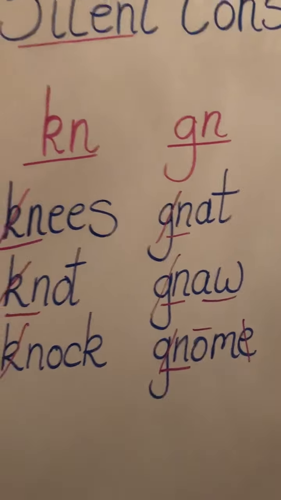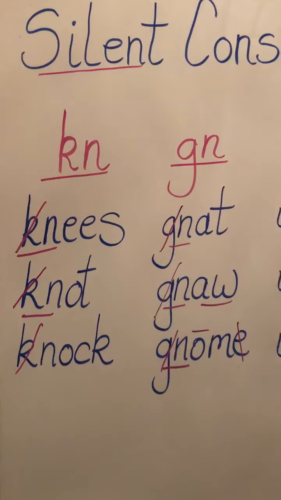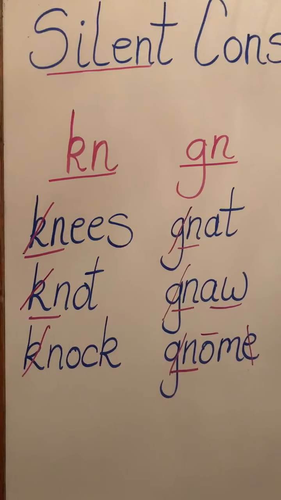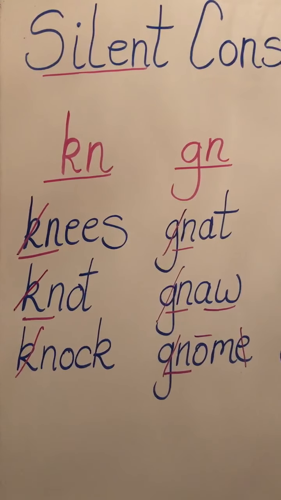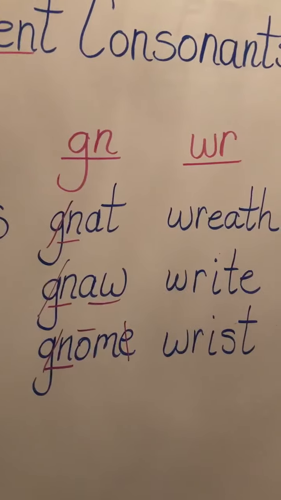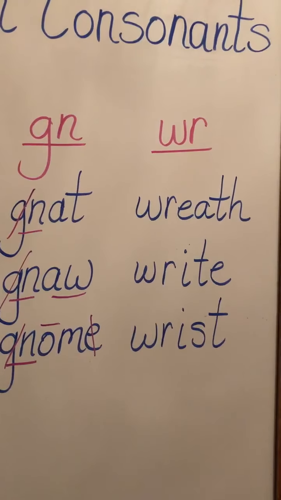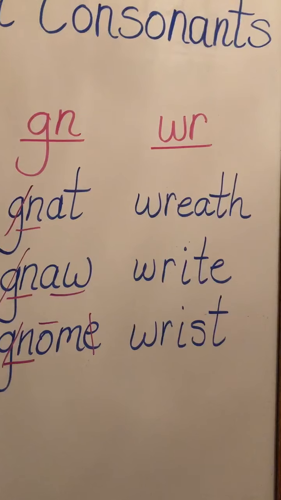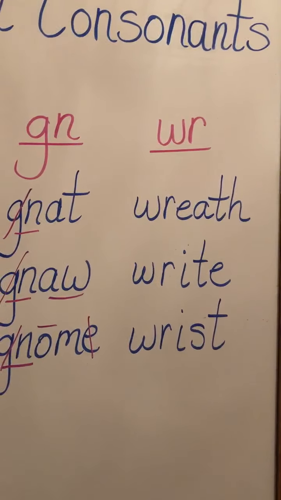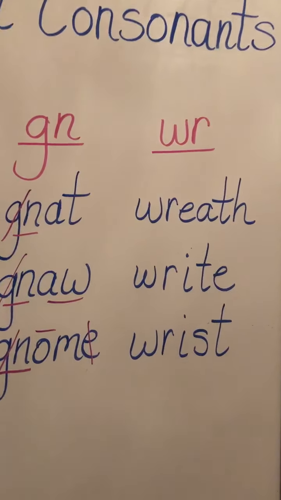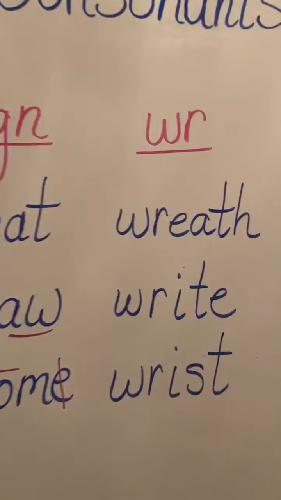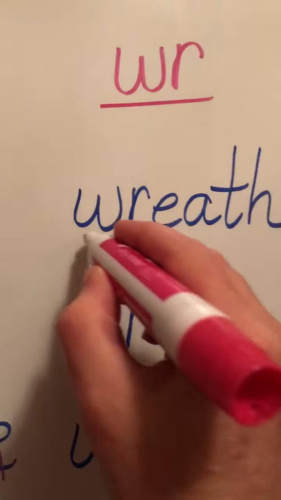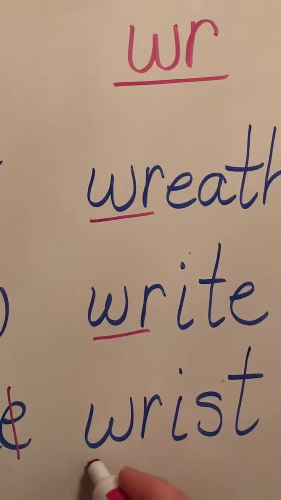Okay, so we have KN and GN for our silent consonants. We're going to think about one more today, and that is WR. You've probably seen this one before, and maybe you've wondered, how do I pronounce these words? Okay, WR is another silent consonant pair.